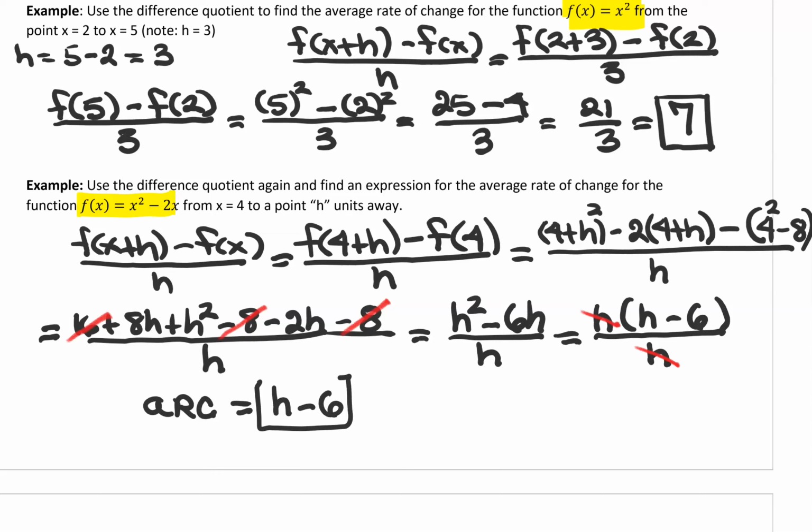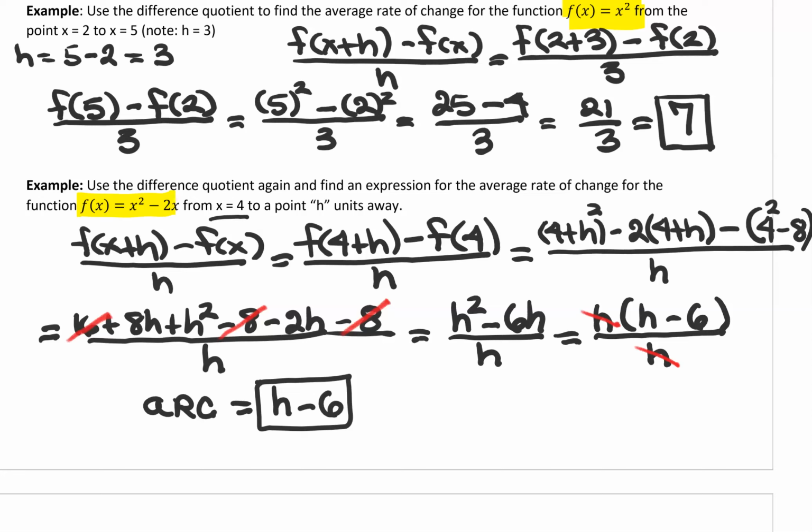So to use that, all you would need to know is what's the value of h, and then I could find the slope between x is 4 and any point that's h units away just by plugging in this simplified little formula here. So that's a quick way of summarizing how to use the difference quotient to find your average rate of change.